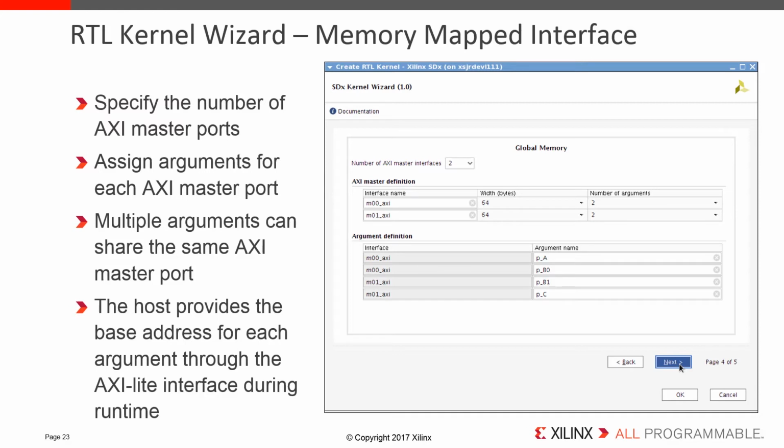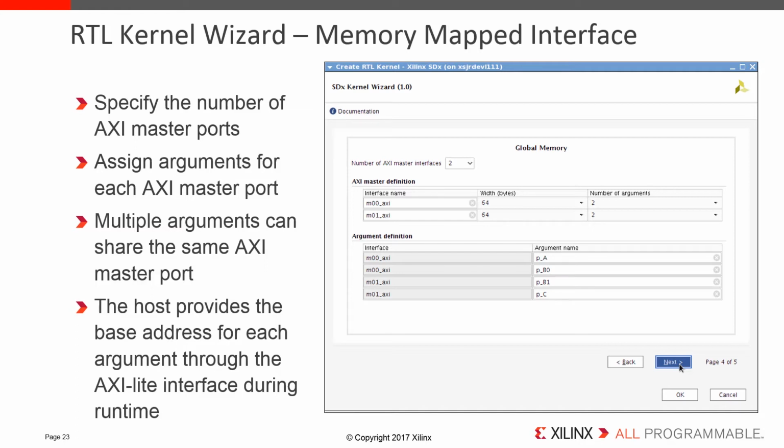Finally, we'll define the memory mapped interface to the RTL kernel. First, we'll specify the number of AXI master interfaces present in the kernel. A maximum of 16 interfaces may be specified. For each interface, we'll provide the interface name, data width, and the number of arguments associated with each AXI master interface.